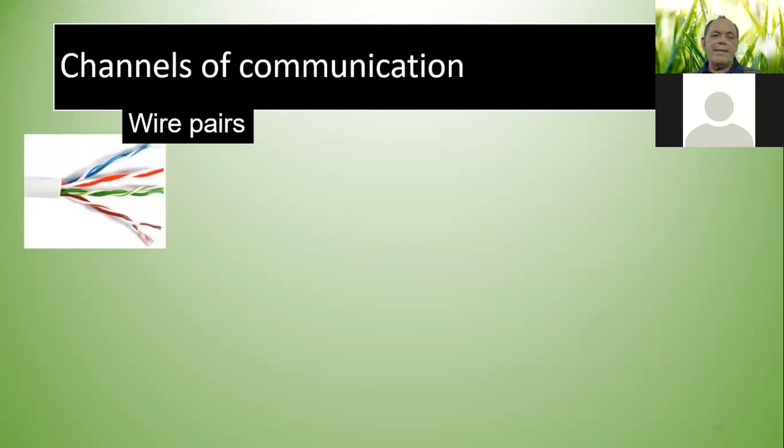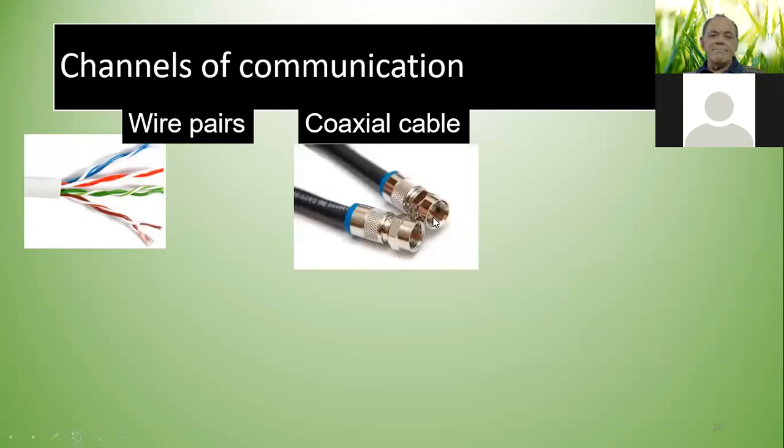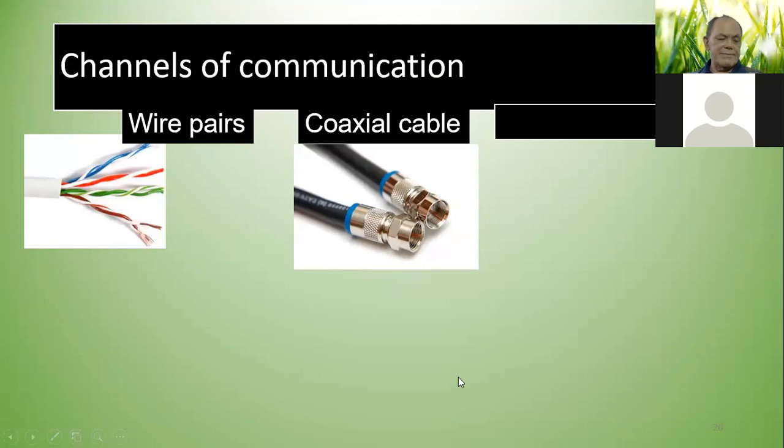Right? This is a wire pair, two wires, like black and white. Coaxial cable, right? And the wire is actually two wire, except that there is the internal wire, and then the external one is surrounding it. We will study more in detail later on.